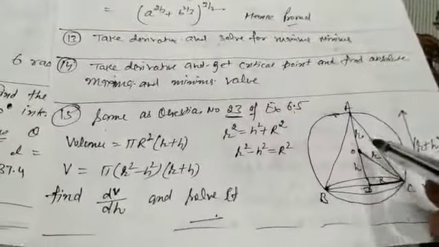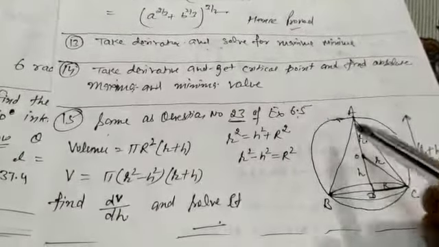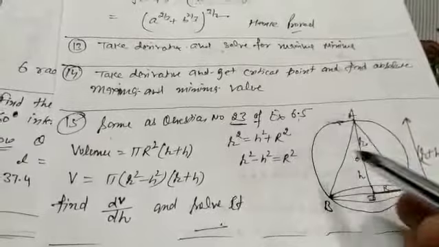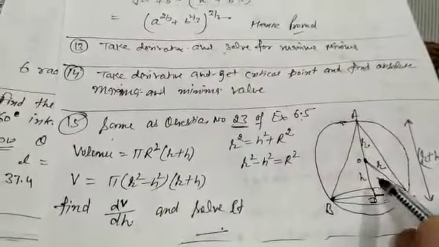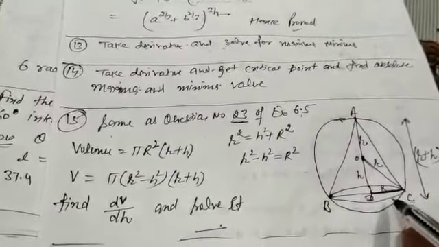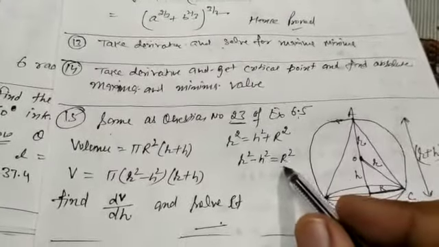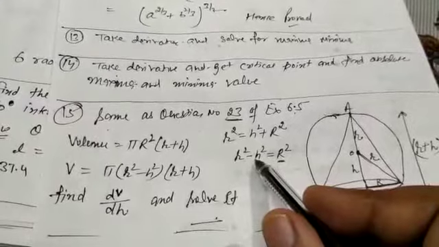There is a triangle which lies inside a sphere. Now a cone lies inside a sphere with radius small r. So we calculate by using Pythagoras. Capital R square is equal to h square plus small r square. Then small r square is equals to capital R square minus h square.